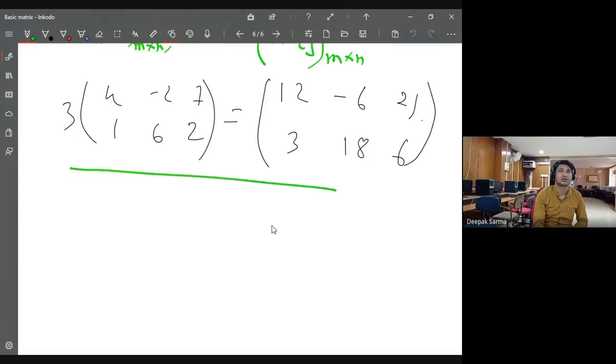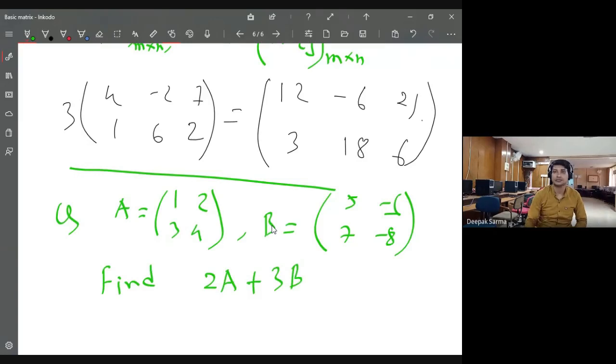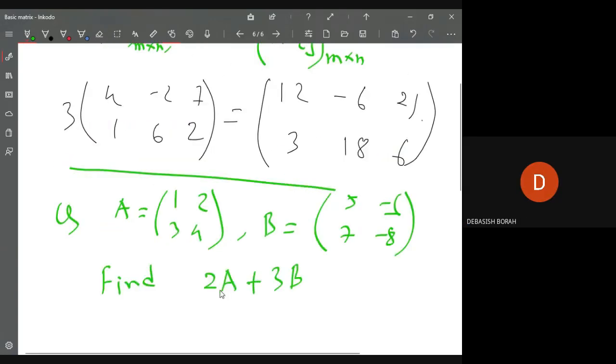Let me write another question now. Suppose A equals 1, 2, 3, 4. I prefer to choose something of this type always. And B equals 5, minus 6, 7, 8, suppose. Then can you find twice A plus thrice B? Yes, sir. What is twice A?